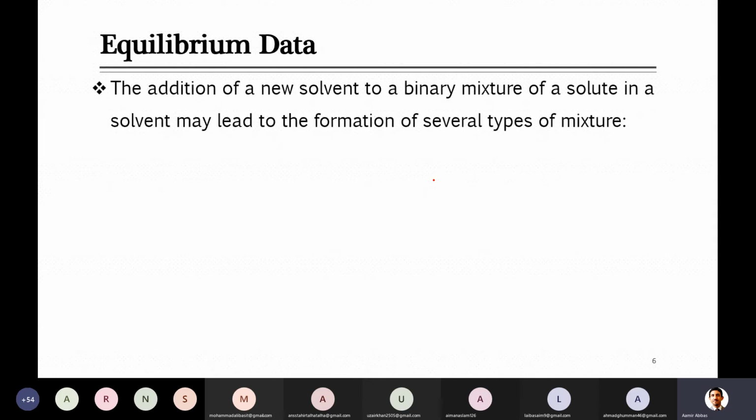So whenever we add a new solvent to a binary mixture, initially we just consider a binary mixture. We say that there is a carrier and a solute. There are only two components. This you already studied. Binary mixture means we are considering that the feed consists of only two components. One is the solute which we are removing, and the other is the carrier, the other solvent. So when you introduce a new solvent to that system, of a solute in a solvent, this may lead to various cases. So what can be those cases?